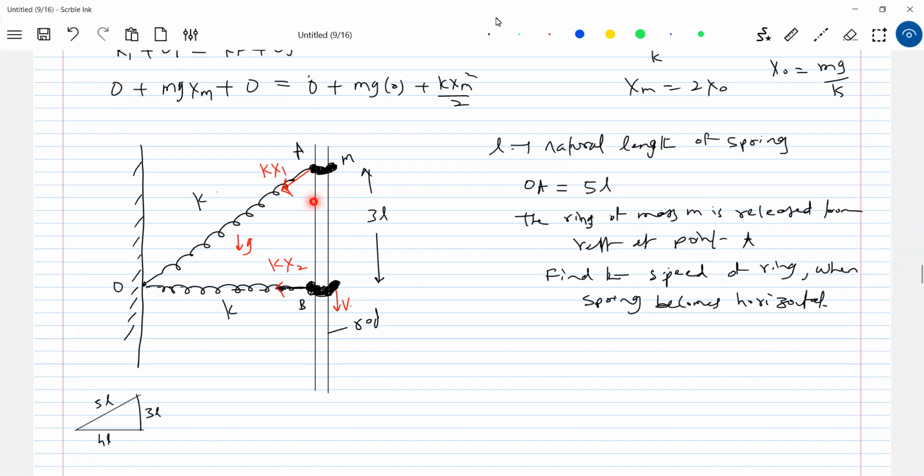Can we take help of conservation of mechanical energy? Yes. What are the only forces doing work? The spring force and the weight. Both are conservative forces. So what about normal reaction? How will it act?